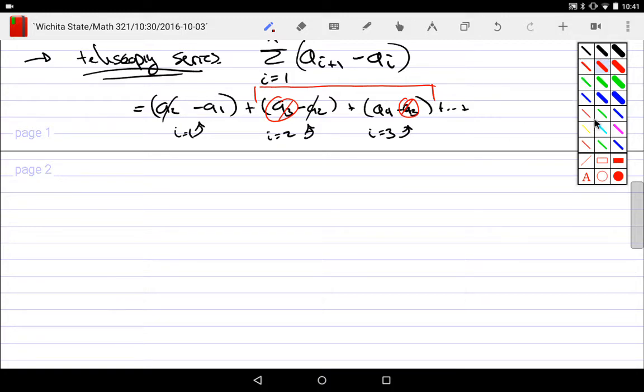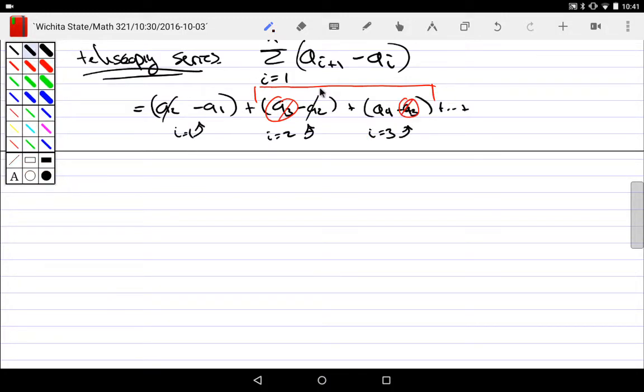Now, what would be the last two terms of this sum? This would be i equal n, and this would be i equal n minus 1, right? At i equal n, this is a sub n plus 1 minus a sub n. What's this one? So a sub n minus 1. And what will I notice? For my last two terms, who cancels? The left and the right cancel.